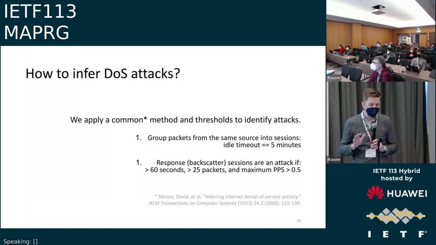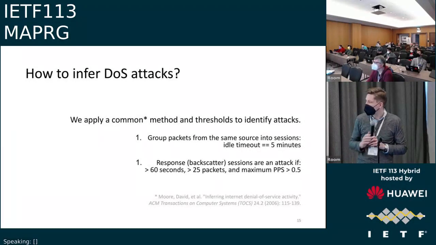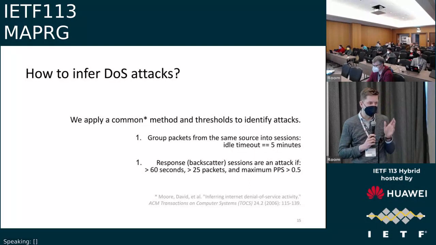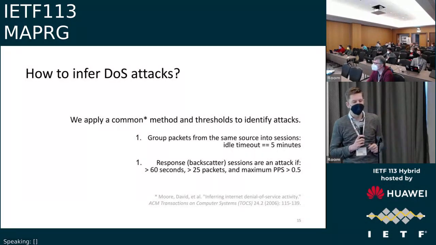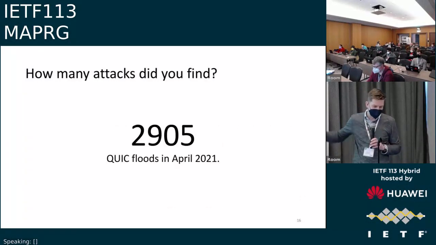So first, we group all packets in sessions, and each session is split by an idle timeout of 5 minutes. And then we applied this common threshold, which means that we identify a session as an attack if the session lasts longer than 60 seconds, and if we see more than 25 packets, and a maximum packet per second rate of 0.5.